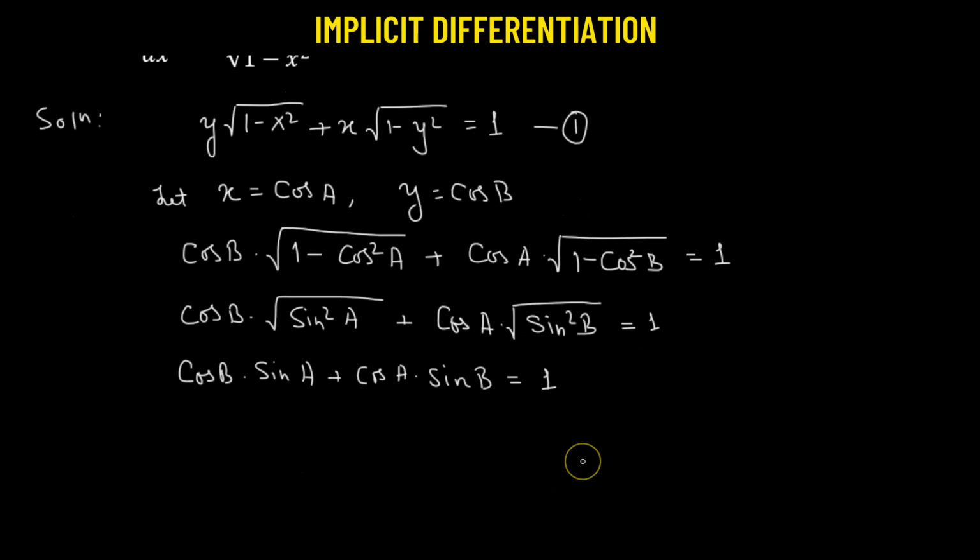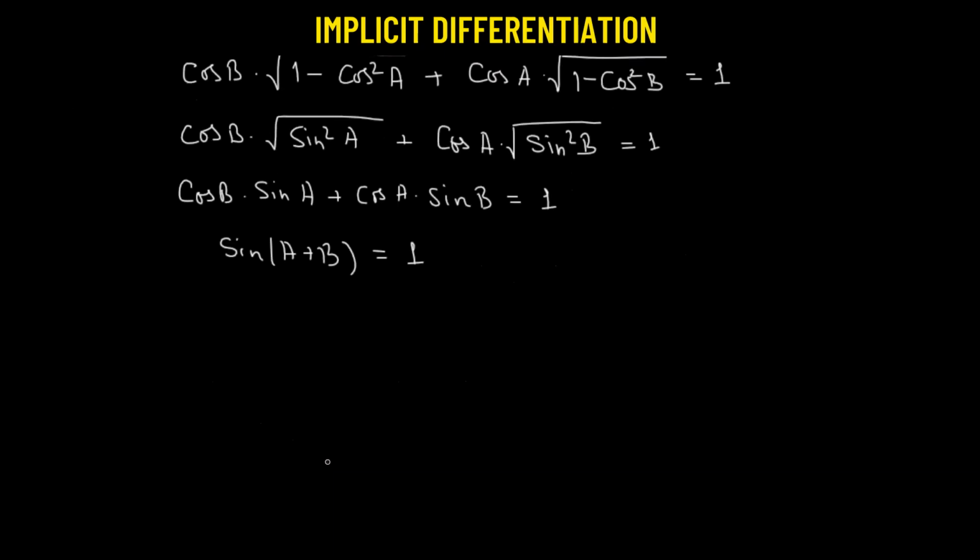Now what we can do, we can combine this. We have an identity here. So this is the sum of the angles given by sine of a plus b. So this will be equal to 1. Now we'll take the inverse sine function on both sides. That gives us a plus b equal to sine inverse of 1.